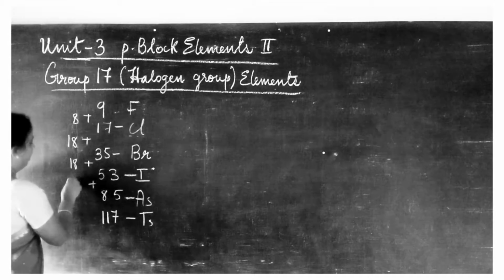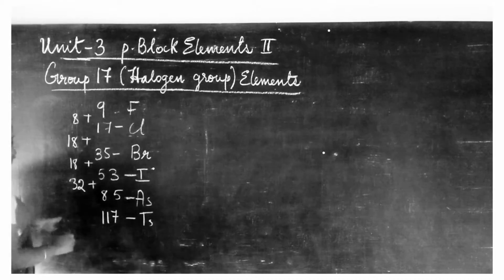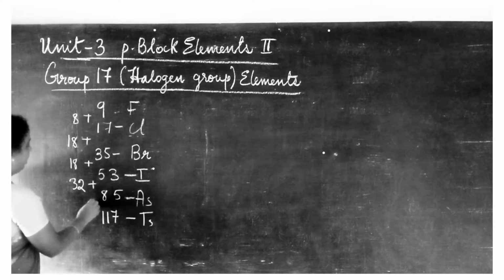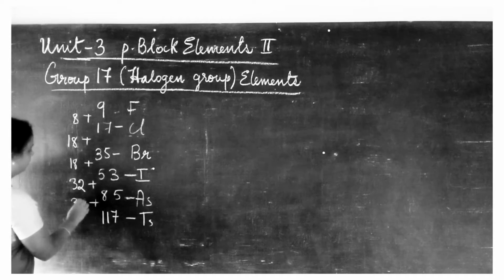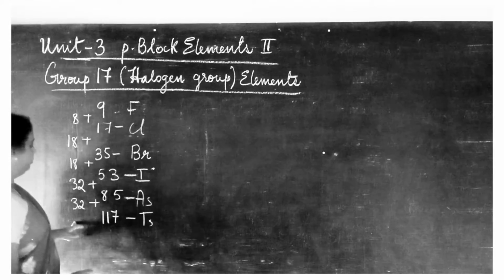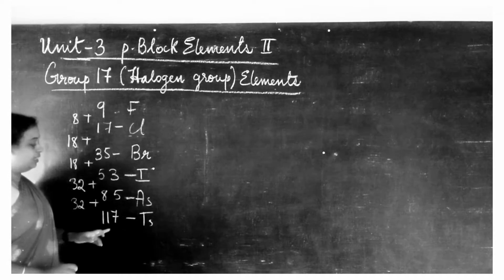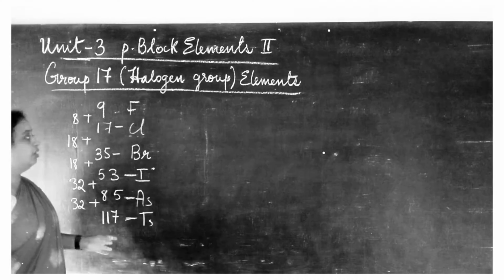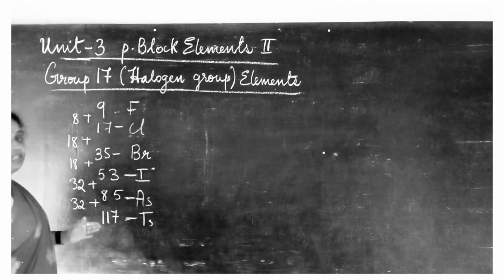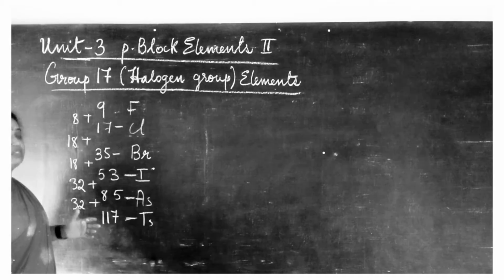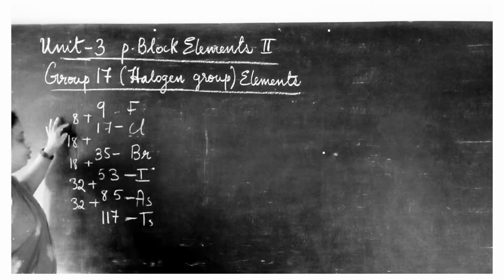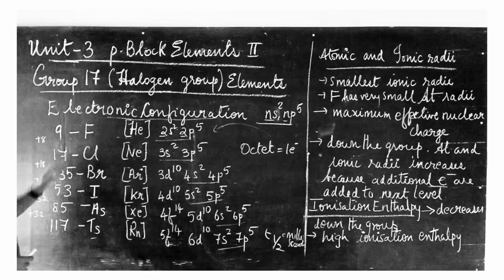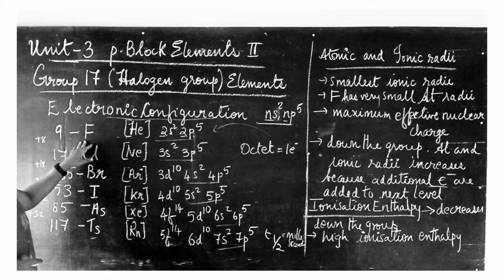And to this again you add 32. So 53 plus 32 gives you 85. That is the atomic number of astatine. And to 85 again you add 32. So that gives you 117, the atomic number of tennessine. So easily you can just memorize it, provided you know what to add to these atomic numbers. Got it? Now look into the electronic configuration of fluorine.